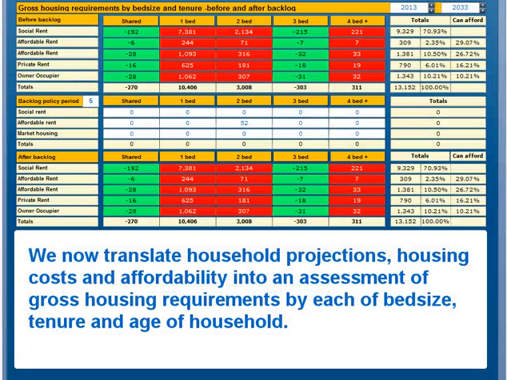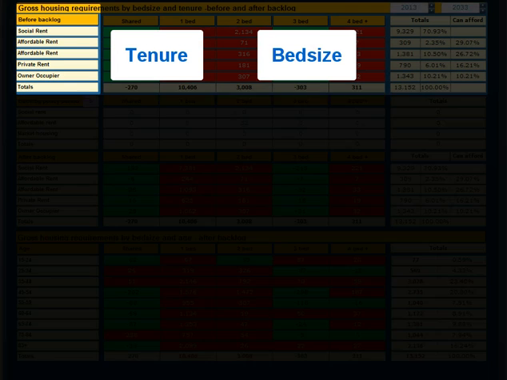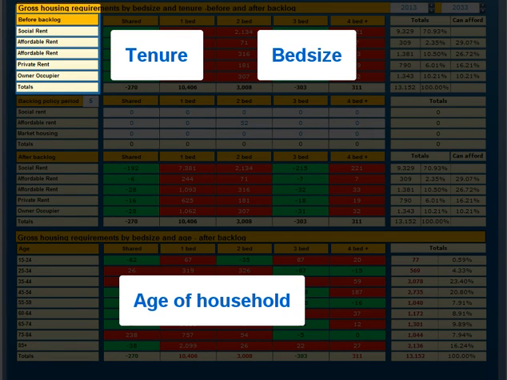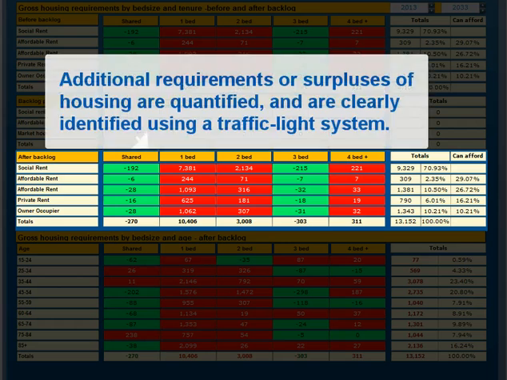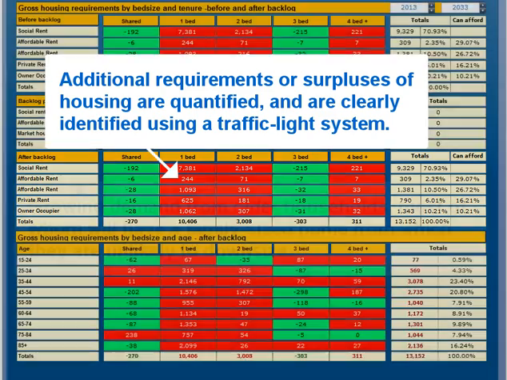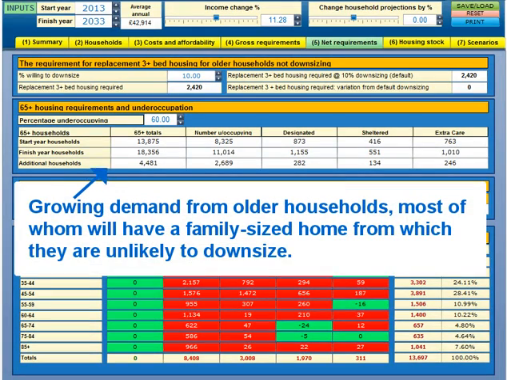We now translate household projections, housing costs and affordability into an assessment of gross housing requirements by each of bed size, tenure and age of household. You can also take into account any backlog in the supply of housing. Additional requirements or surpluses of housing are quantified and are clearly identified using a traffic light system. But we don't leave it there.